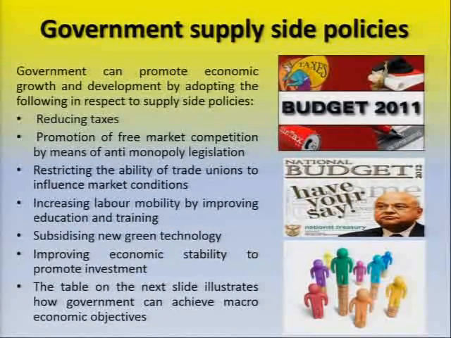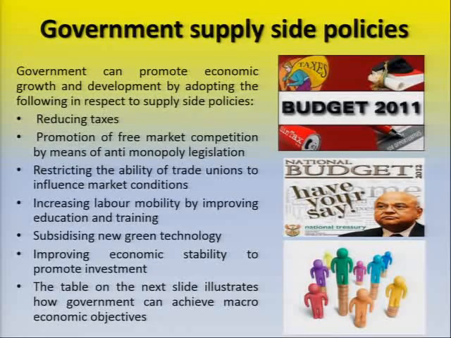Right, now the government supply side policies. The government can promote economic growth and development by adopting the following in respect of the supply side policy. This is now the South African government. This is what they can do. Firstly, they can reduce the taxes. If the government reduces the taxes, we know what will happen. It means there will be more money in the pockets of the consumers. They can spend more. And when they spend more, the aggregate demand will increase.